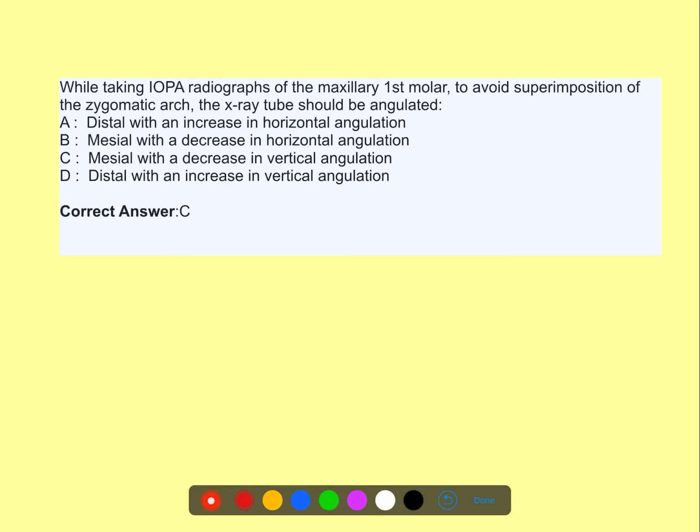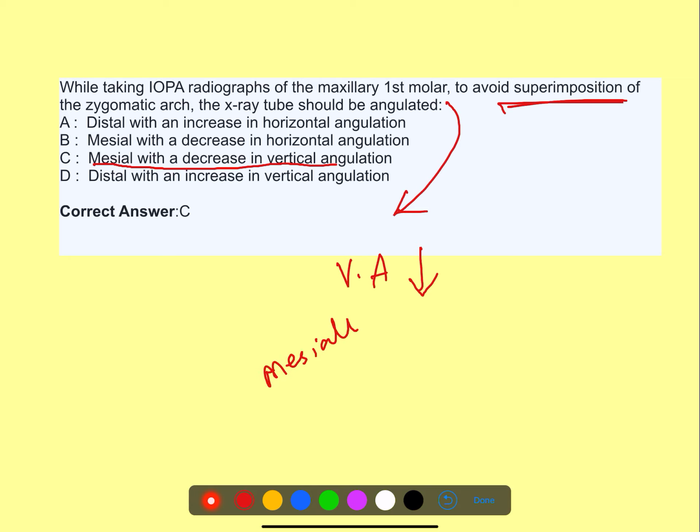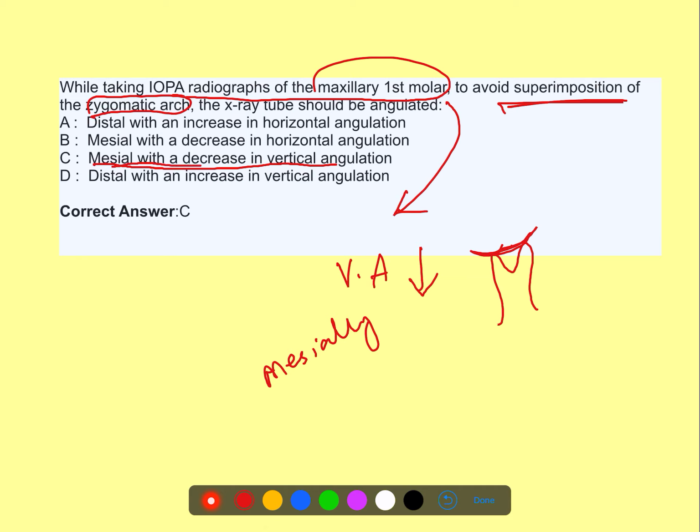While taking IOPA radiographs of the maxillary first molar, to avoid superimposition of the zygomatic arch, the X-ray tube should be angulated. So this is the modification of the normal technique. Here we place the cone mesially and the vertical angulation should be decreased, such that the zygomatic arch will not superimpose over the maxillary first molar. In a normal radiograph, the apices of molars sometimes have the zygomatic arch over them, but if you place the cone mesially with a decrease in vertical angulation, that superimposition can be avoided.